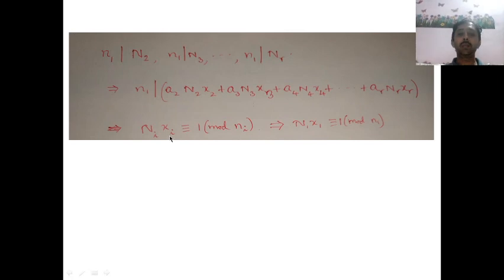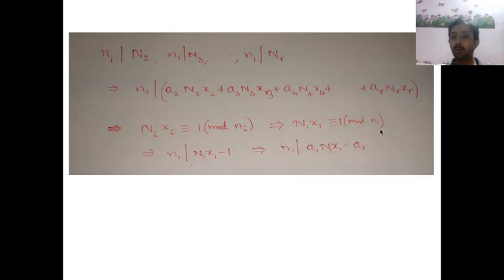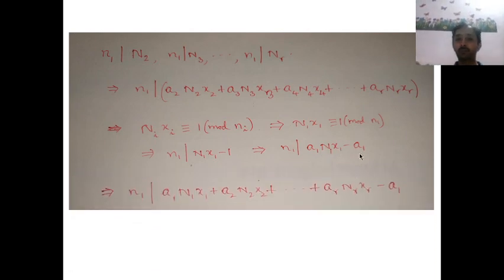Accordingly, capital Ni Xi is congruent to 1 mod ni for each i implies capital N1 X1 is congruent to 1 mod n1, which means to say that n1 divides capital N1 X1 minus 1, right? Now, if n1 divides capital N1 X1 minus 1, then n1 also divides A1 into this expression, which is going to give you A1 N1 X1 minus A1. Now, in terms of writing this expression and this expression combined together, we are going to see that n1 divides this expression and n1 divides this expression implies n1 divides this plus this, which is basically A1 N1 X1.